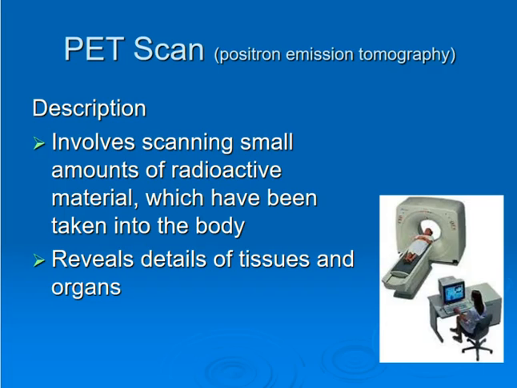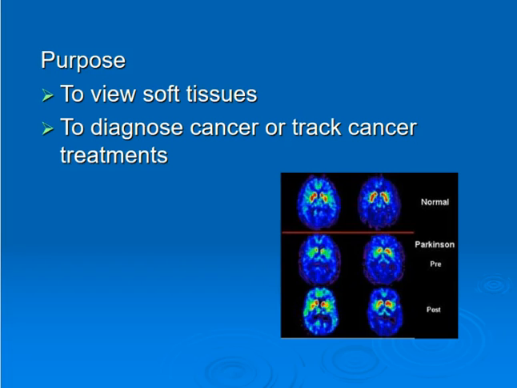Now, a PET scan, positron emission tomography, involves scanning small amounts of radioactive material. They have to inject this radioactive material into the body, and as it scans you, it picks up that radioactivity and reveals the details of the tissues and organs you are trying to track. So, for example, if you take a look here, we're viewing soft tissues, in this case, the brain. And in this PET scan, we're diagnosing cancer and tracking cancer treatments.